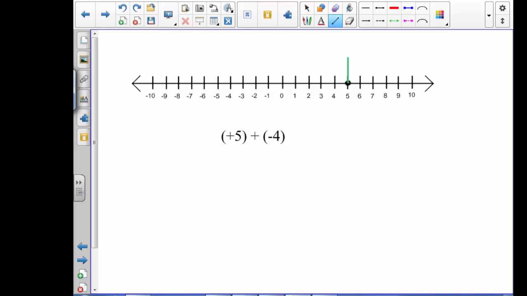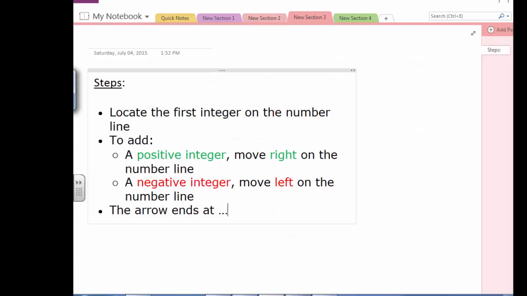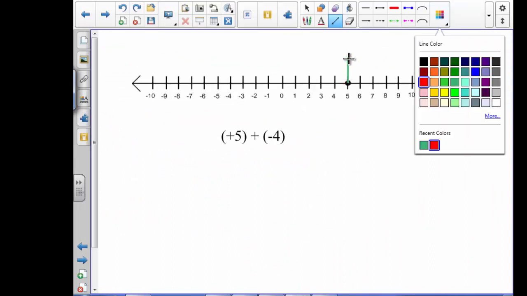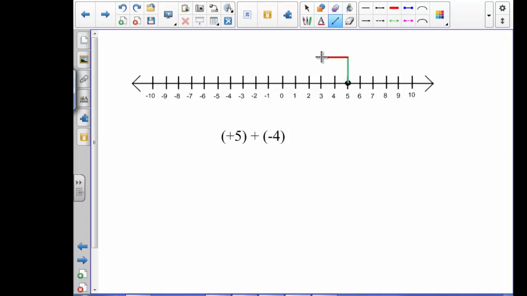When I add -4, if you remember, I move to the left. Exactly. So I'm going to move to the left. I'm not moving to -4, I'm moving 4 steps to the left. So I'm going to use the red color to move to the left. 1, 2, 3, and 4. And now I'm going to use the arrow to finalize my answer. As you can see, the arrow ends at 1. So this is my final answer.